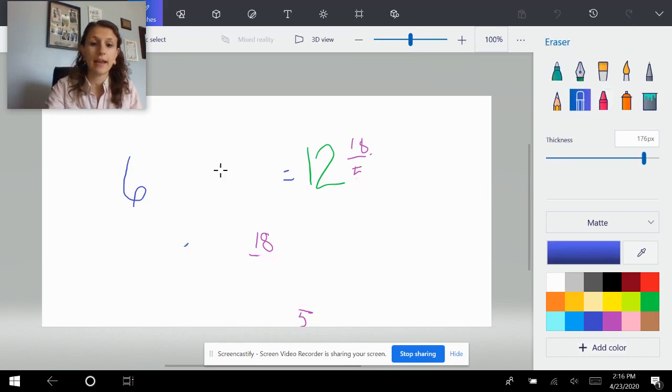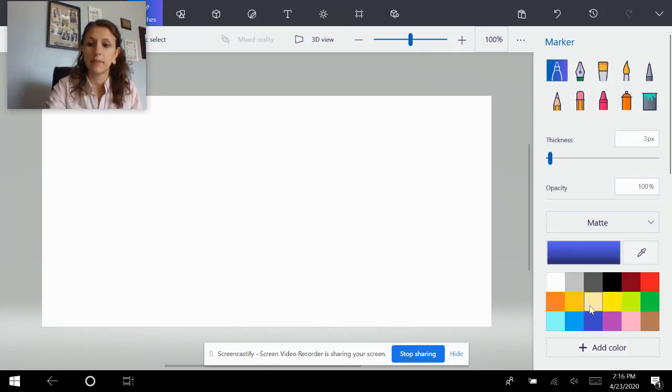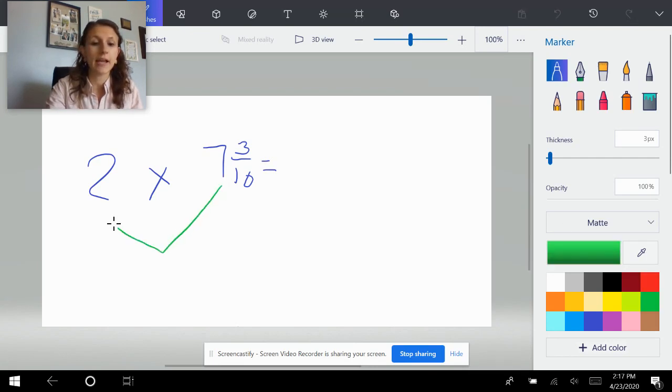Let's go ahead and look at another one. This time looking at 2 times 7 and 3/10. All right, so let's go ahead and start by completing our computation with our integers first. 2 times 7 would give me 14.